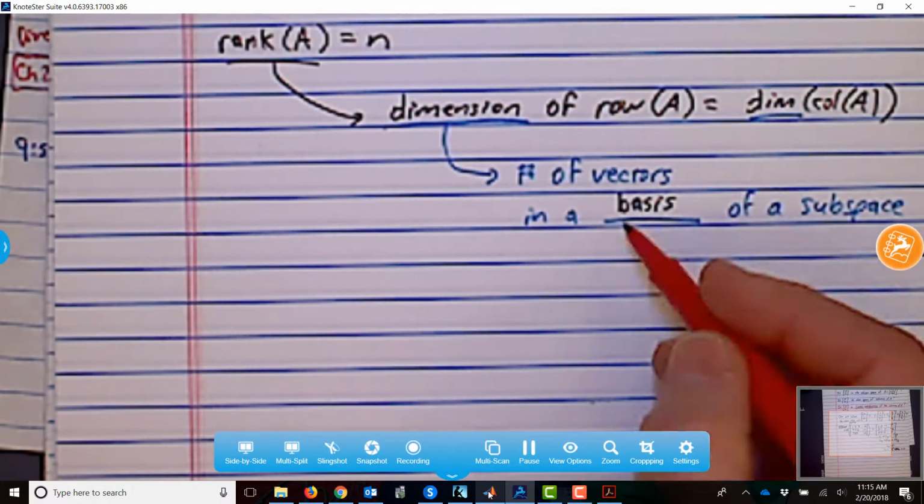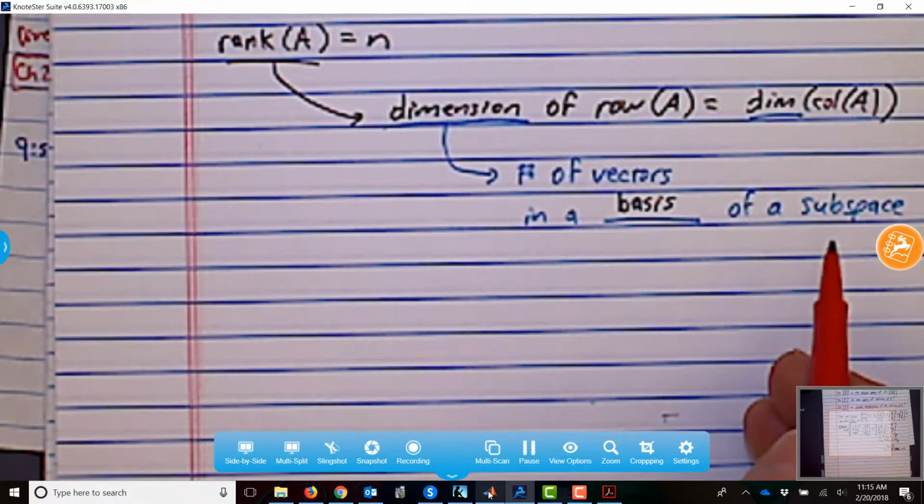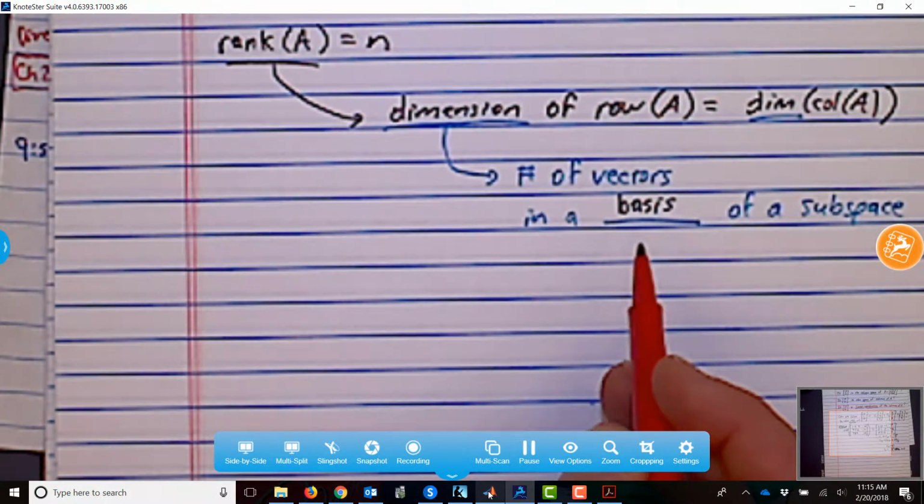So what is a basis? You guys know what a subspace is, right? I don't have to do that one written. It has to contain 0 and be closed under addition and scalar multiplication. So we're good on that. But what about a basis?